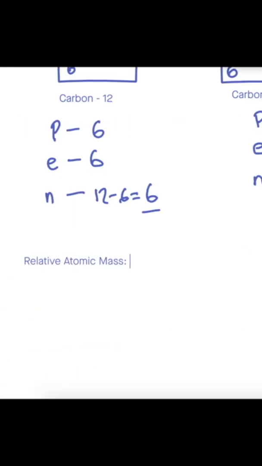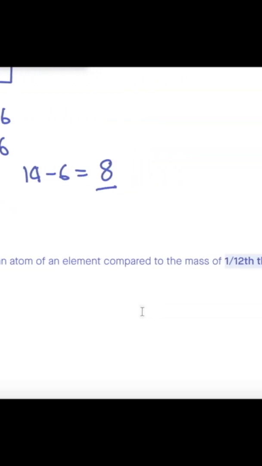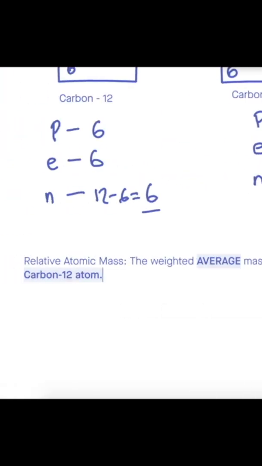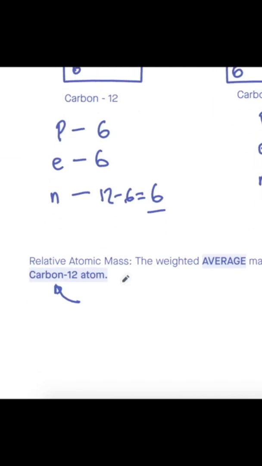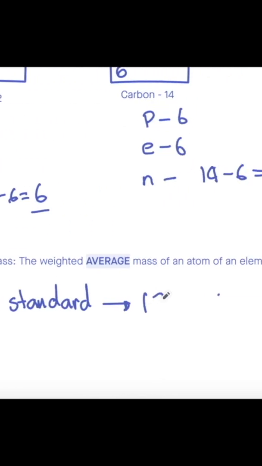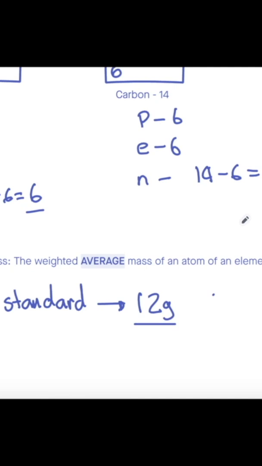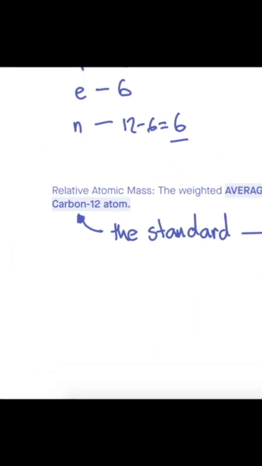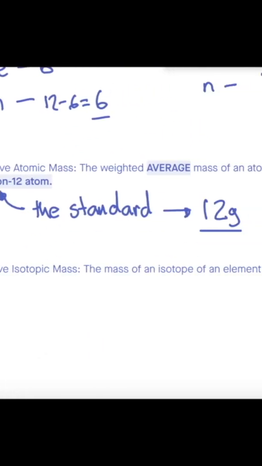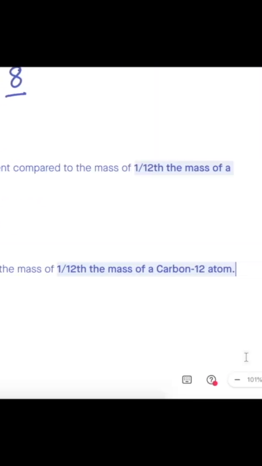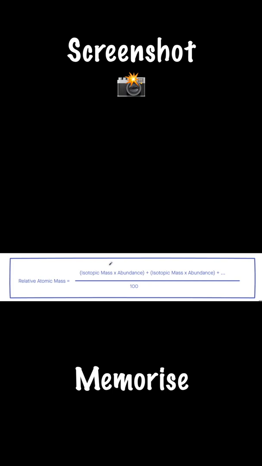The definition for relative atomic mass is the weighted average mass of an atom of an element compared to 1/12 the mass of a carbon 12 atom. The reason we use carbon 12 is because it is a standard, which means everything else is compared to it. So 1 mole of carbon is assumed to be exactly 12 grams. The definition of relative isotopic mass is the mass of an isotope compared to the mass of 1/12 of a carbon 12 atom. And you can use this equation to work out the relative atomic mass of any element.